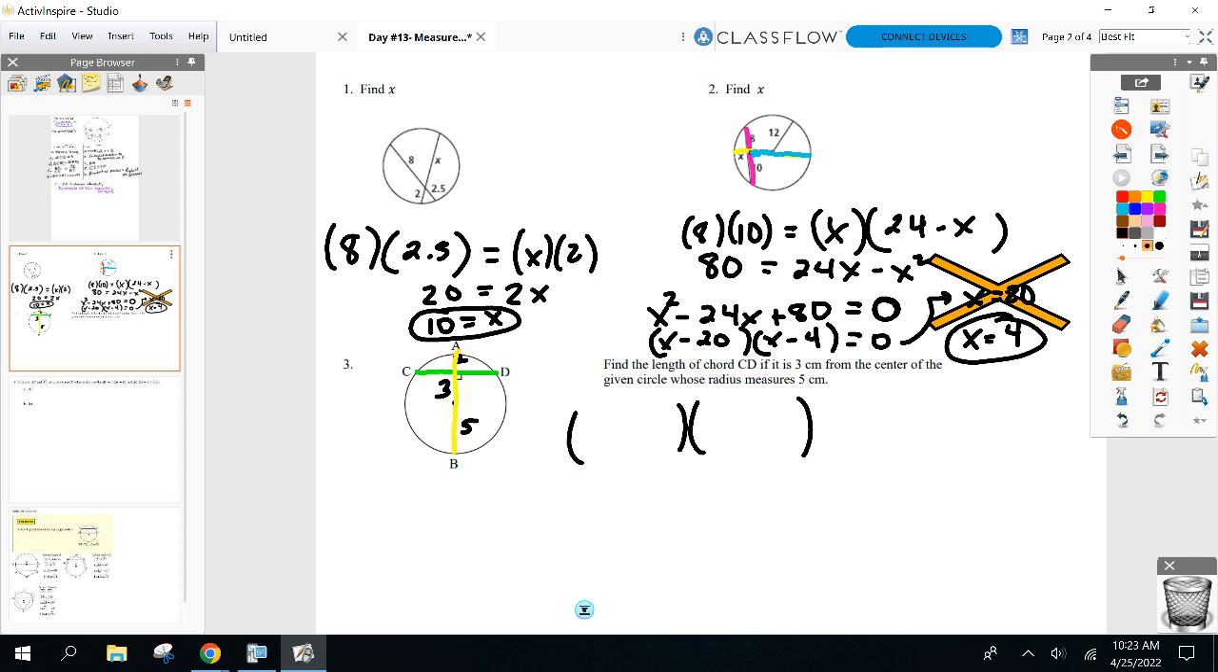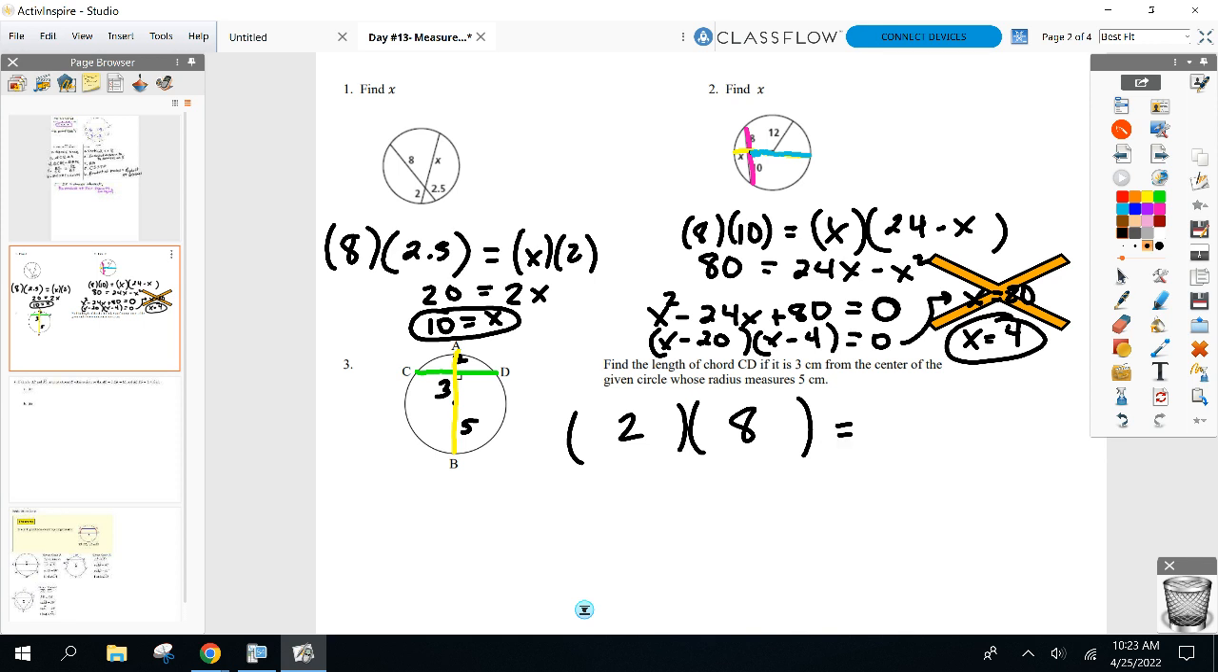What are the 2 segments on the yellow chord? Don't get fooled here. What are the 2 segments that the yellow chord is broken up into? Yes, Emma? 2 and 8. 2 and 3 plus 5. We okay? We sure before I move on? Segment number 1, 2. Segment number 2, 3 and 5.